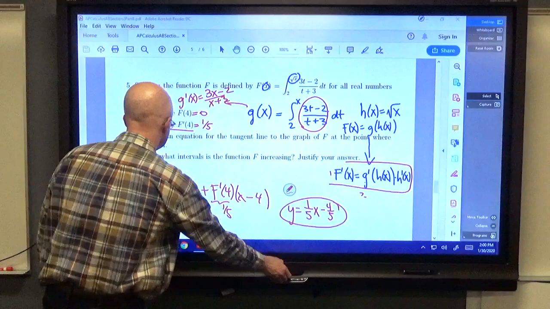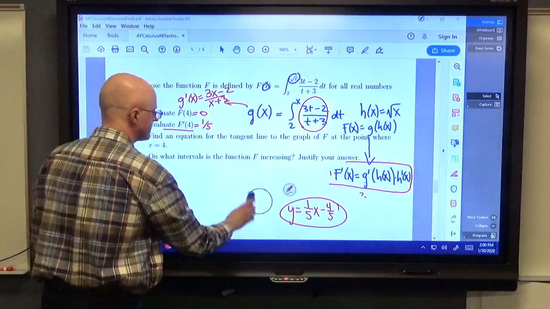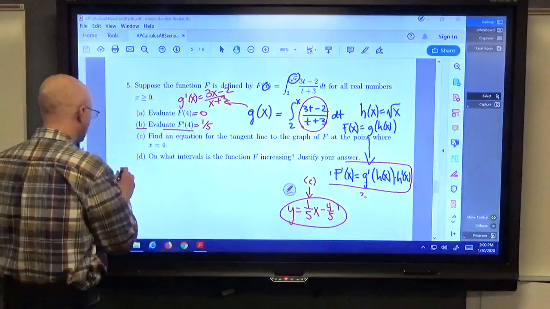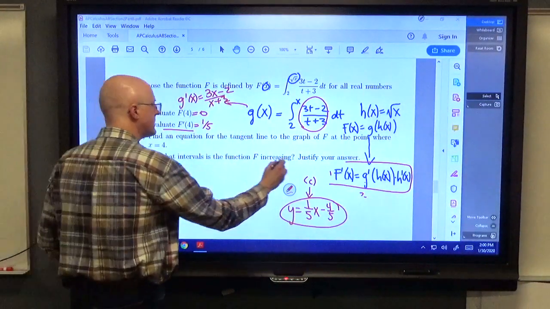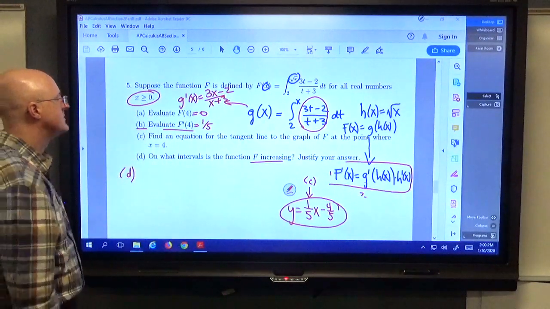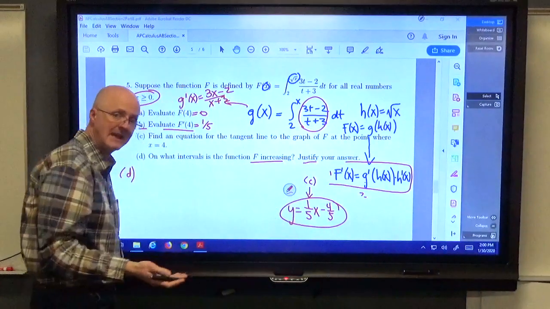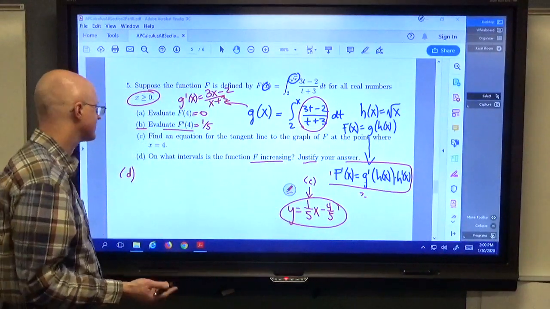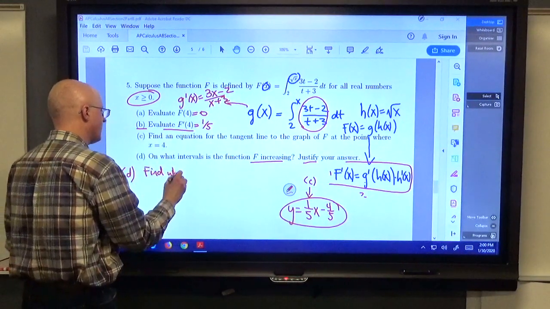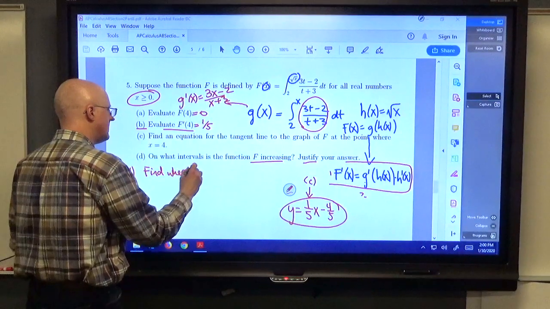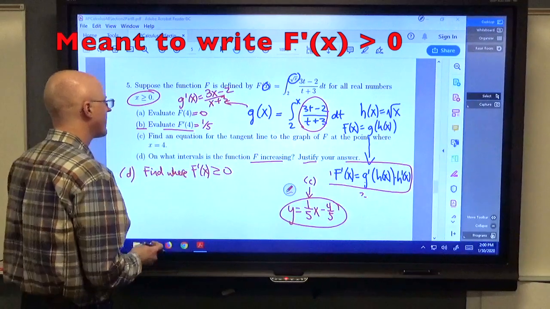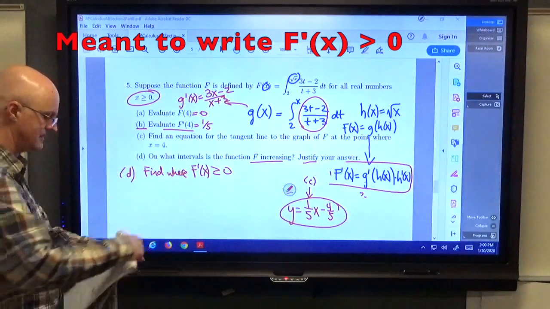Finally, part D. On what intervals is F increasing? We are focused on non-negative values of x. I want to justify by saying I'm looking for where F prime is positive. Find where F prime of x is greater than or equal to 0. Oh, and I erased F prime, didn't I? Actually, I have the answer here.